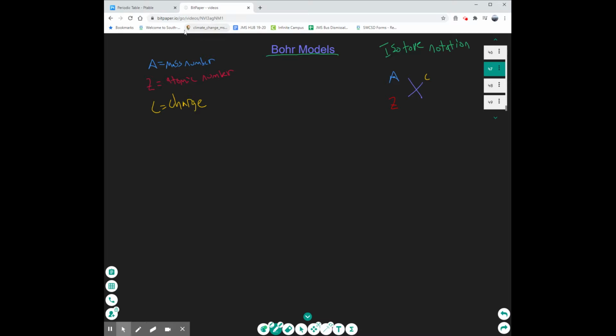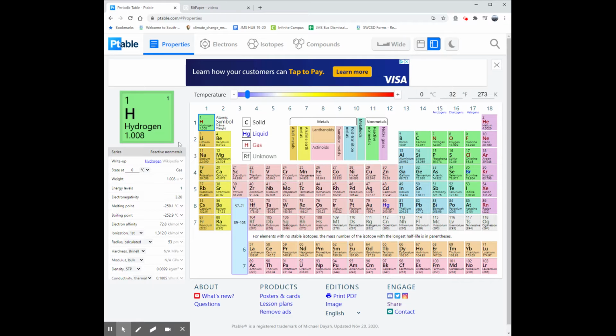Okay. And another thing is, wow, this really helps me understand how these atoms can interact with one another. And that's what we're going to do next. But first, let's talk about this thing, isotope notation over here, and how it doesn't look the same as what's going on here on the periodic table.